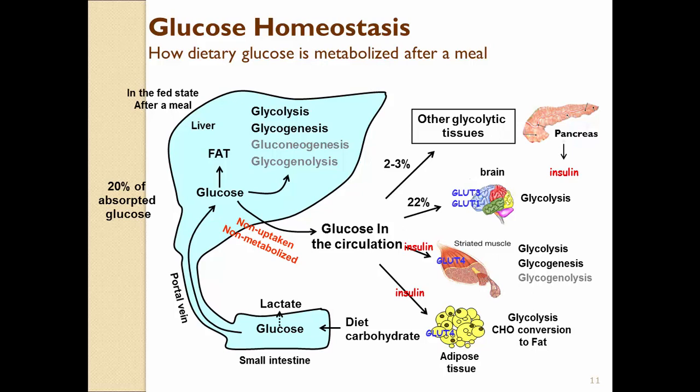So this is how our body tries to maintain blood glucose levels, right? You see all these things work together. All these tissues work together to reduce the blood glucose level after a meal to maintain the normal range, right?